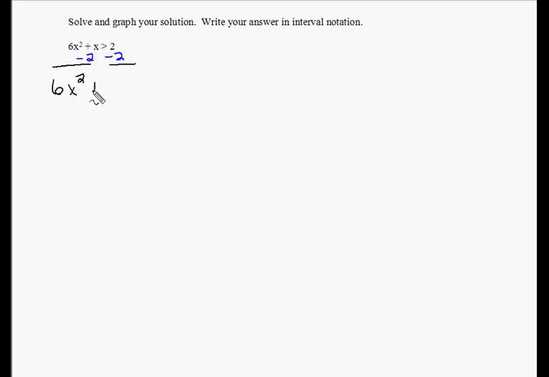6x squared plus x minus 2 is greater than 0. The way that we solve a problem that has too many variables in it is to try and factor. We factor by taking out what's common first. There's nothing common. We break down the first term. We have a couple of choices. We can use 1 and 6 or 2 and 3.